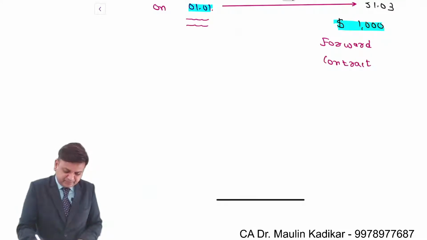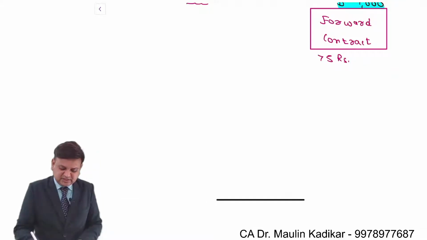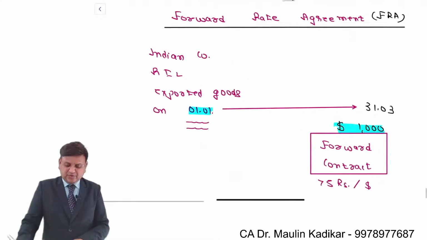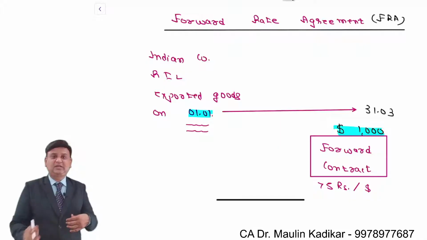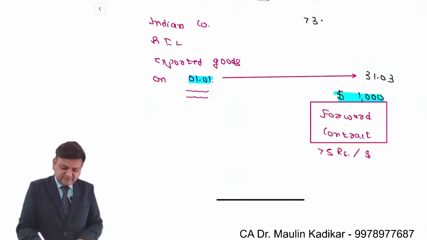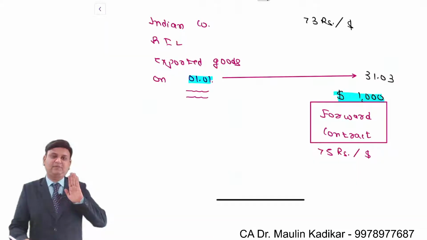Let us assume that the forward contract is entered upon at forward exchange rate of 75 rupees per dollar. This is the forward exchange rate which is prevailing on 1st of January for 31st of March for conversion of the dollar into rupees. And this forward contract is entered upon. Then what will happen, friends? On 31st of March, suppose the spot exchange rate is 73 rupees per dollar. Even in that case, the Reliance company will receive 75 only.